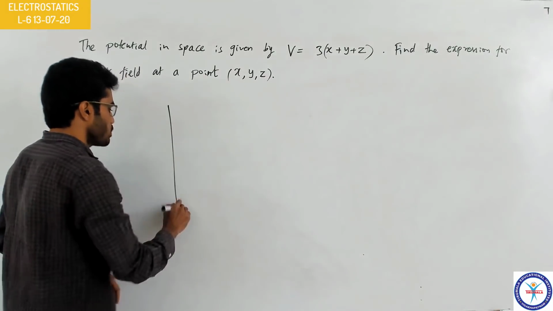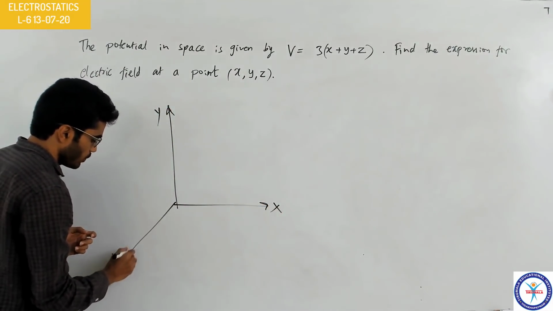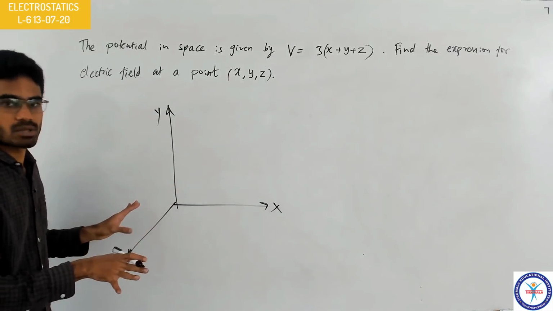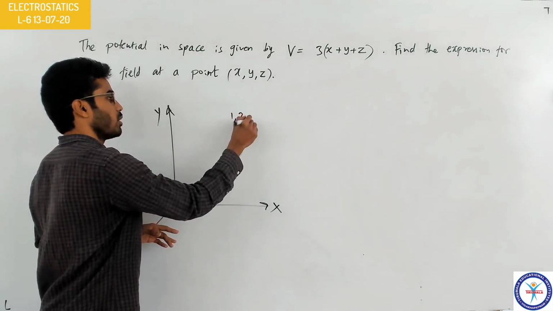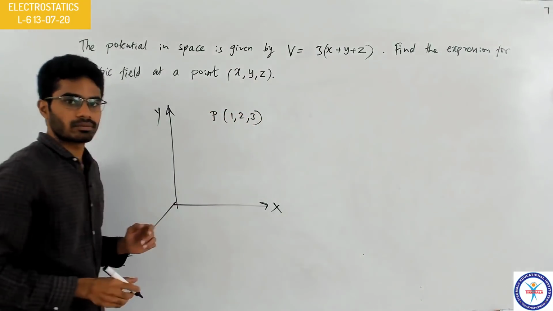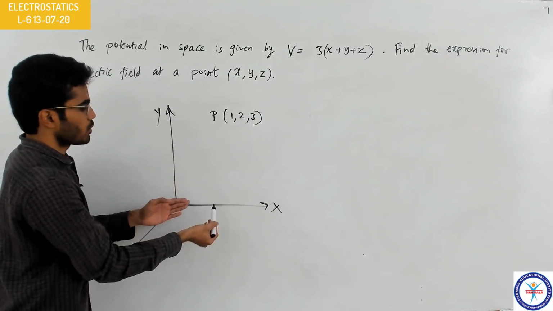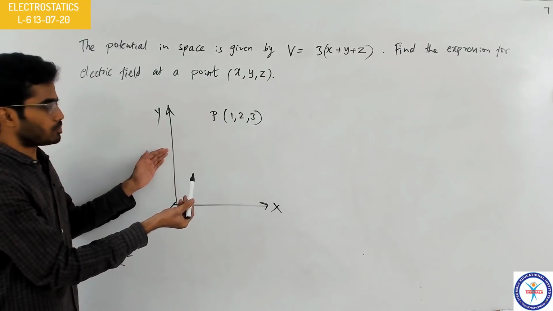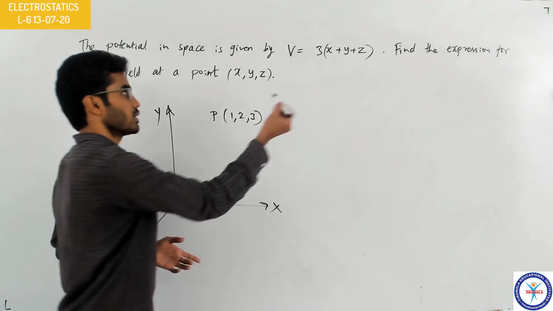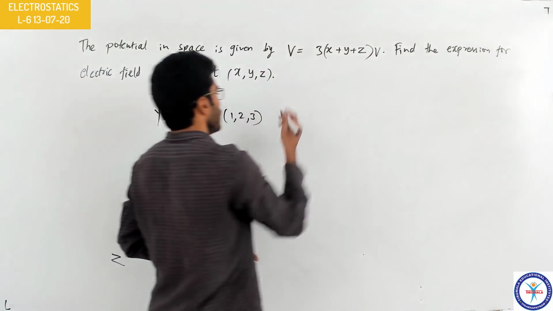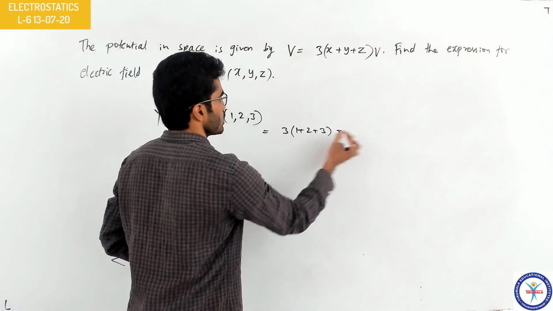So in 3D space, we have no idea how it is, but the mathematical expression is known. So the potential at any point in the space can be calculated with this expression. For example, if you want to calculate the potential at a point P (1, 2, 3), which is somewhere in the space here, 1 unit from this, 2 units and 3 units coming out. At this point, the potential is given in SI units, volts. So what would be the potential? It is 3 times 1 plus 2 plus 3, which is 18 volt.